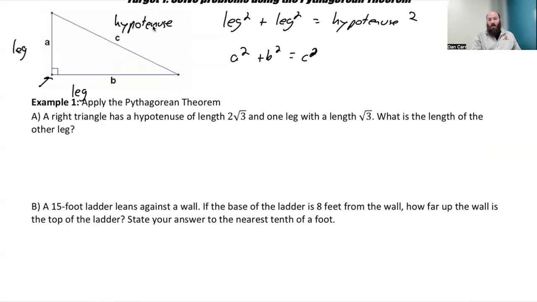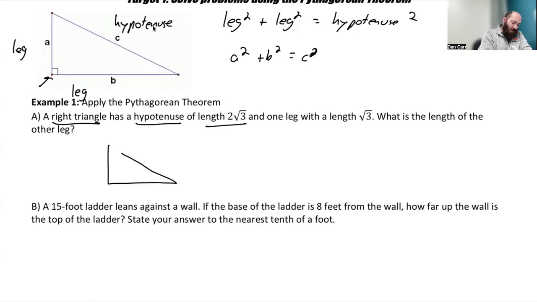So applying it right here, we just need to read through carefully. One of my big suggestions: when in doubt, draw it out. Try to draw out what it is describing. So a right triangle has a hypotenuse of length 2 root 3. So here's my right triangle, and my hypotenuse is 2 root 3, and one leg with a length of root 3. So I'll make that root 3 right there. What is the length of the other leg? And so we'll just call that x right now.